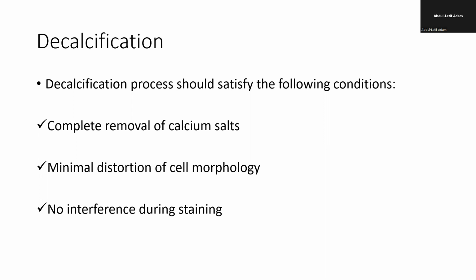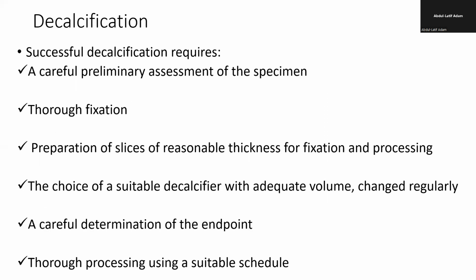Okay. Another factor is that the chemical you are going to use, or the decalcification that the tissue is going to go through, should not interfere with the staining. It shouldn't alter the staining. It shouldn't prevent the coloration of the tissue. If it does, then you cannot identify the pathology, because the pathology can only be identified when it is stained.